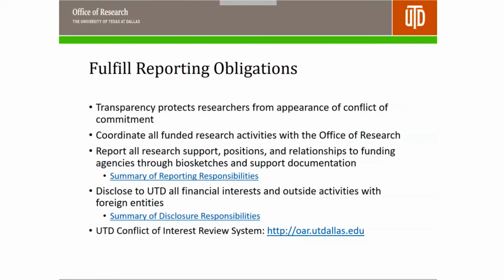So in terms of meeting these obligations, the Office of Research has added pages about a summary of reporting responsibilities from COI, invention disclosures, export controls, and support documentation. We also have our conflict of interest review system, where, if you have an outside activity that you need to disclose to the institution and get approval for under our outside activity policy, you can do that through the activity and interest report form.